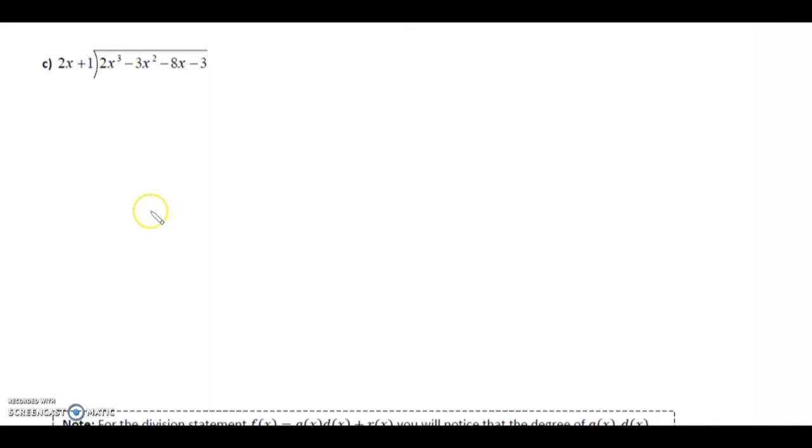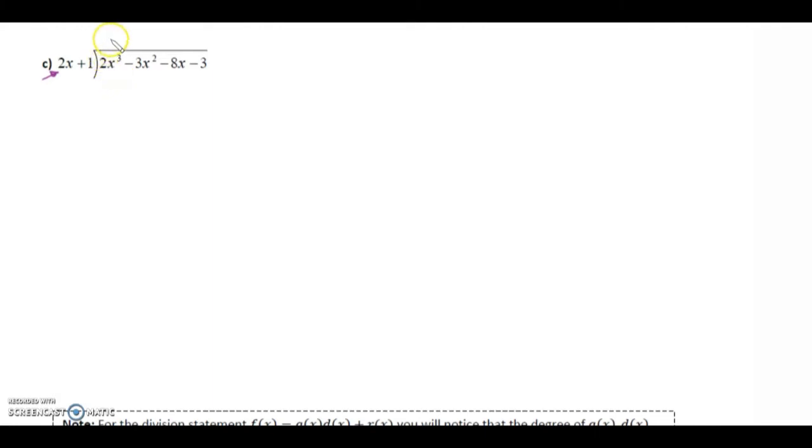Okay, so now we have 2x cubed minus 3x squared minus 8x minus 3. Okay, this time we want to divide it by 2x plus 1. So a little bit different because this divisor has the leading coefficient with an a value of 2 instead of 1.